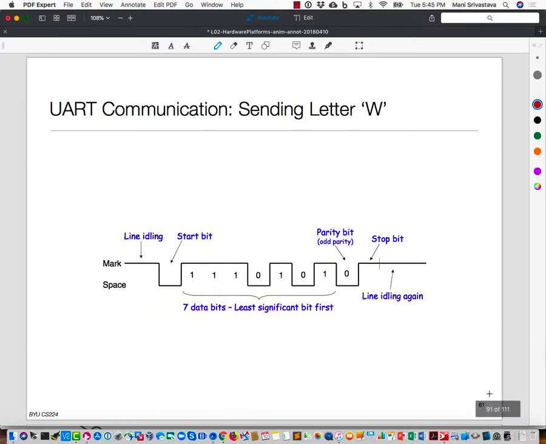So this shows what UART communication for the letter W looks like. Firstly, we take the ASCII code for W. Normally the line is just idling at a high voltage. We send a start bit, which goes low. Then we send the data bits. In this case, we're sending 7 data bits because the ASCII code is 7 bits, least significant bit first. Then we send an odd parity bit, and then a stop bit. And then finally again the line idles. So this is all that is going out.